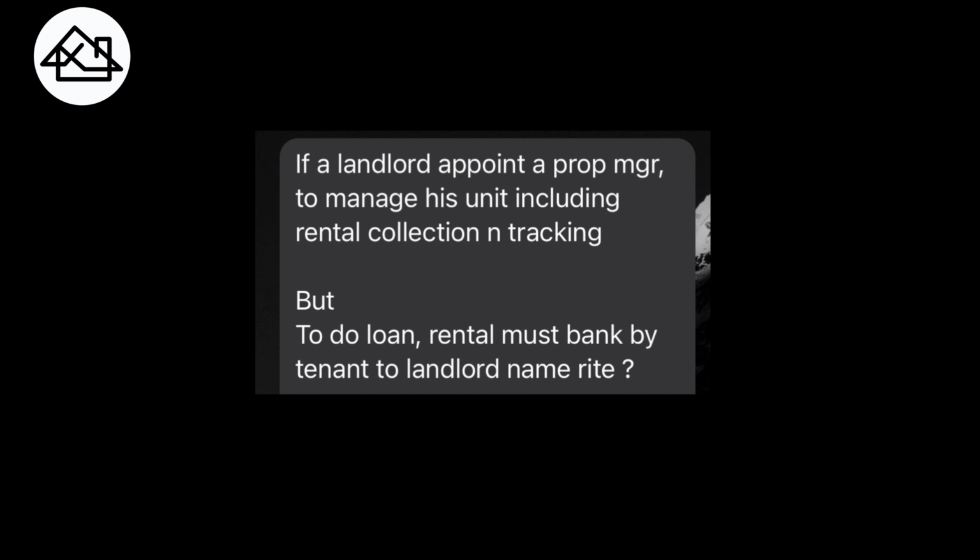So today we got another question from the audience. The question sounds like this: if a landlord appoints a property manager to manage his unit, including rental collection and tracking, but to do loan, the rental must be banked in by the tenant to the landlord's name, right? Yes, this is true. You must bank in into the landlord's name. The tenant must bank in into the landlord's name for it to be counted as rental income.